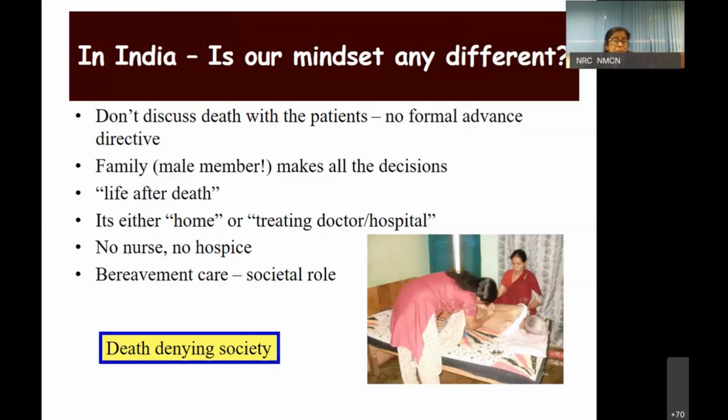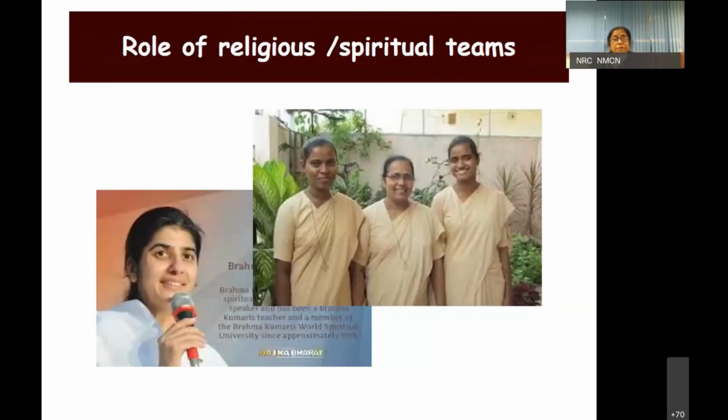We don't have hospices, we don't have terminal care, palliative nurses. So a lot of this role, the family and immediate physicians have to take care of the bereavement, of the immediate death. And that's why we cannot shy away from the role. We have to keep communicating with them so that finally the chapter closes and the rest of the family members move on with their lives.